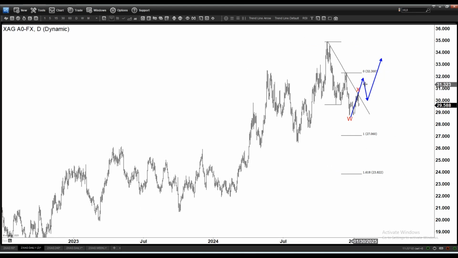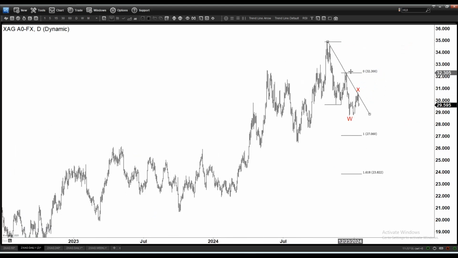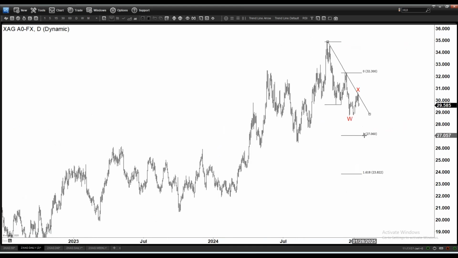But for now, that's not the primary call, since the sequence is incomplete, this lower low plus this decline looks kind of impulsive. So we are currently calling for more downside below 30.6 with a potential target as low as 27 when this one reaches 100%.